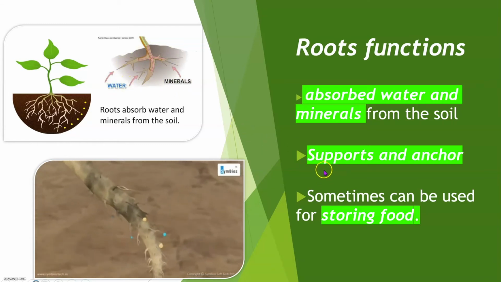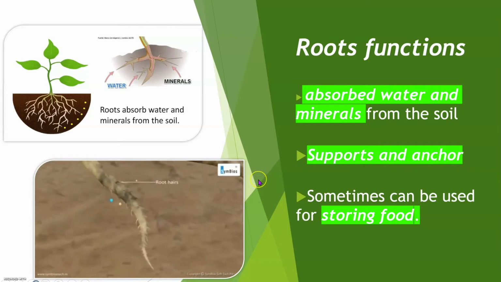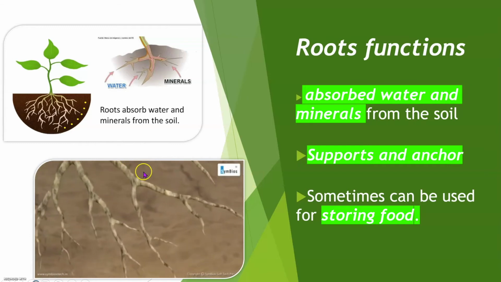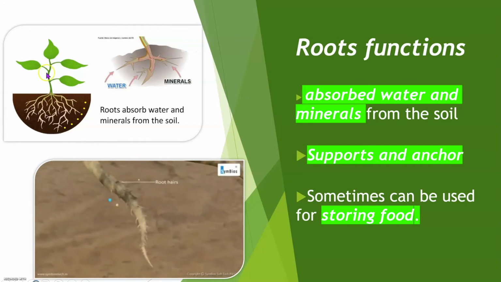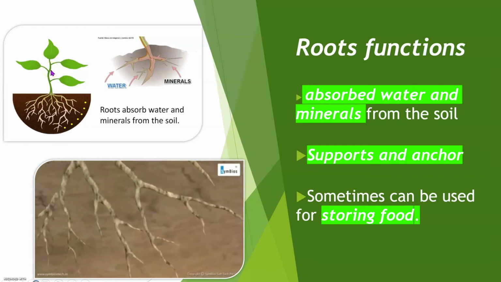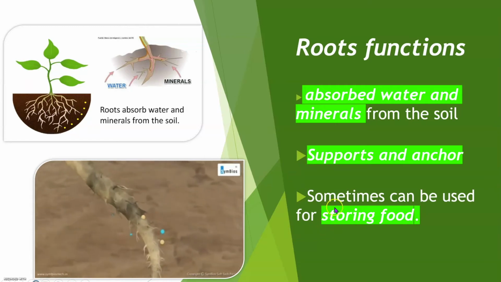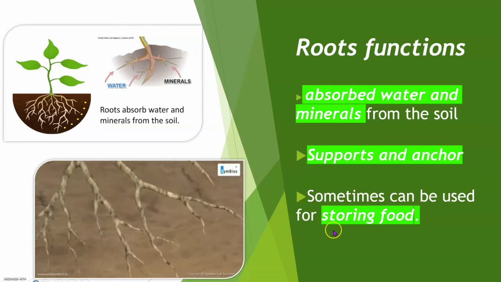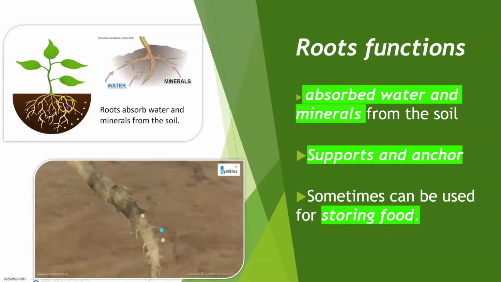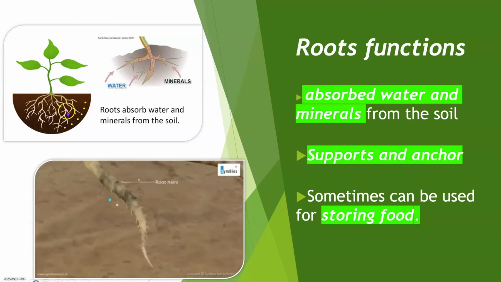The next, roots also support and anchor. As we already know, taproots and fibrous roots are good at holding the soil all together so the plant won't be able to move or be blown away by strong winds or waters. Next, roots can sometimes also be used for storing food. So these roots right here underneath can also be used to store food for the plants.